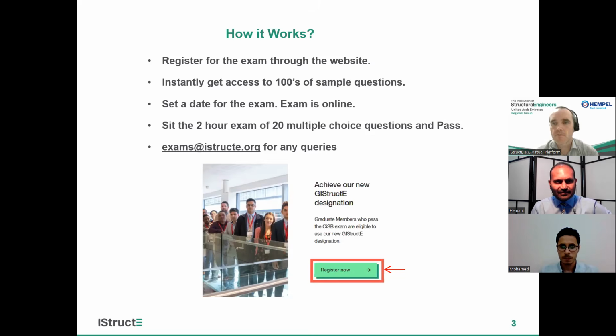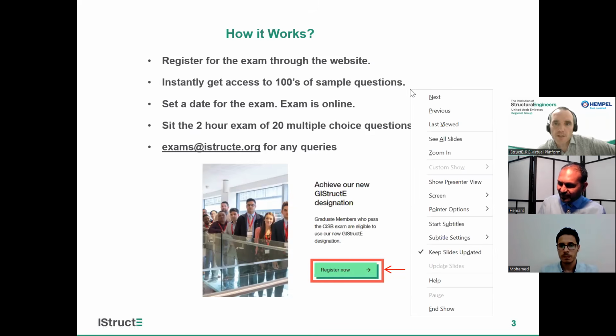When you've done that a few times, you can then set a date for the exam. From the time you register to doing the exam, it's a maximum of 45 days, so around six weeks or so. The exam is 2 hours, 20 multiple choice questions. Once you pass the exam, you will earn the credentials. If you have any questions about the registration process, you can send an email to exams@GIStructE.org.